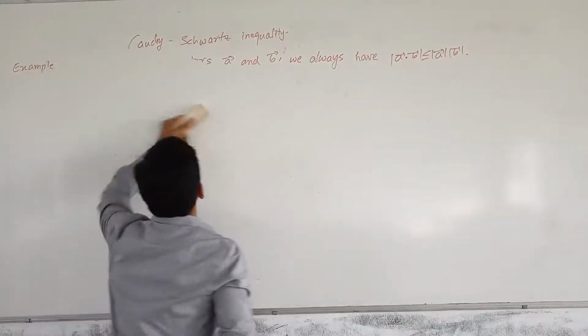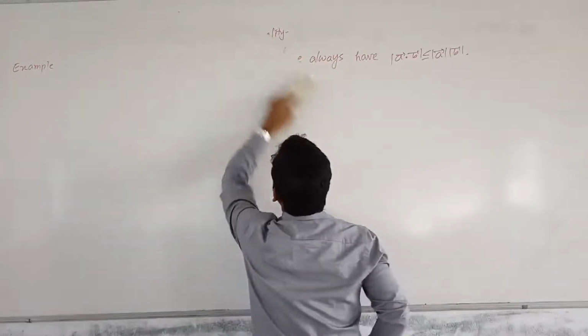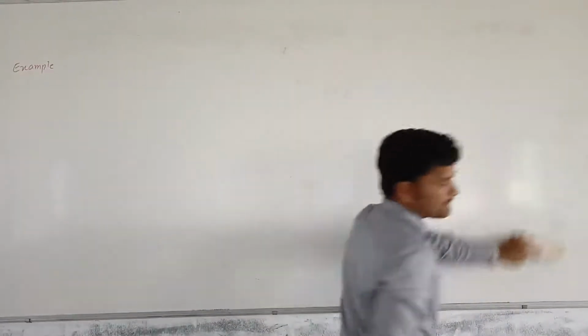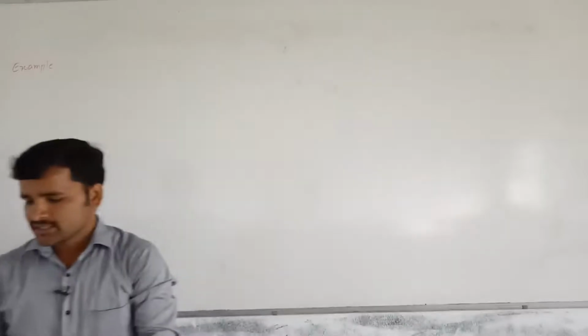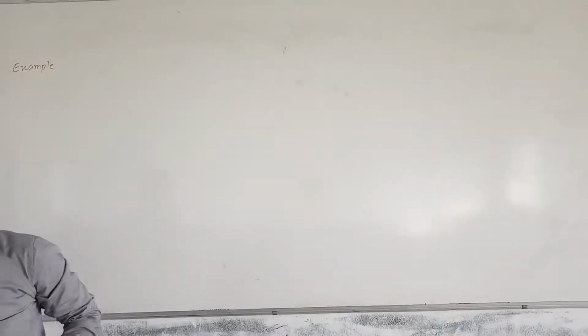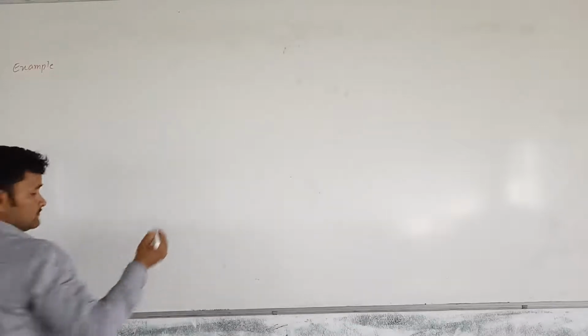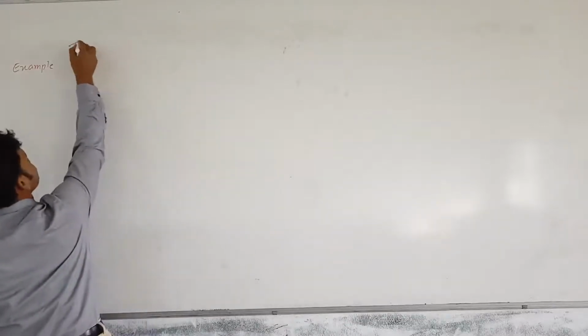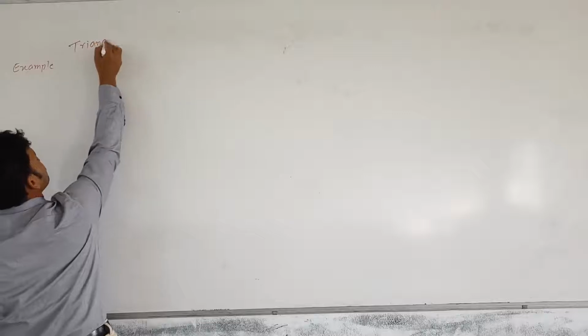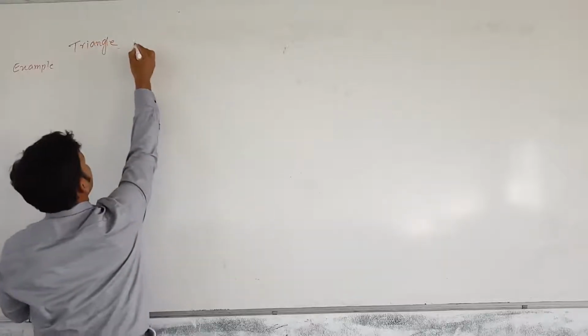Now example 20. Example 20, that is another inequality, that is the triangle inequality.